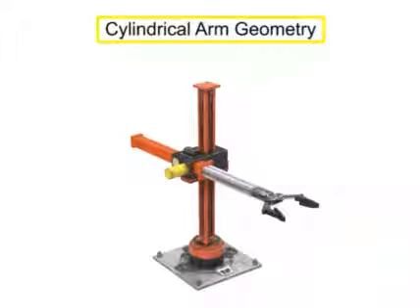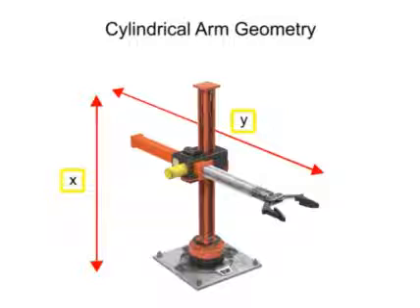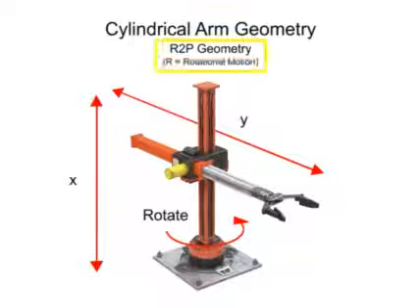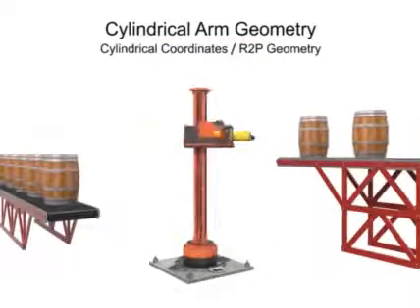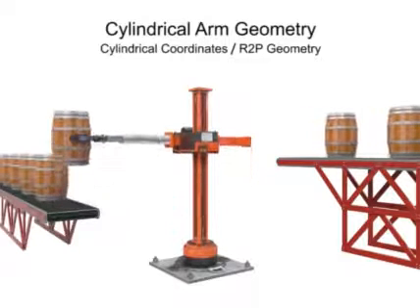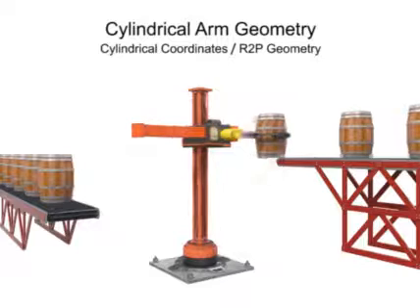Cylindrical arm geometry robots move linearly in two directions and rotate in one other. Since this type of robotic arm moves in two separate prismatic or linear directions and rotates in one direction, it's given the designation of R2P, where the R stands for rotational. This type of robotic arm is most often used in machine tending, assembly, material handling, and palletizing operations.